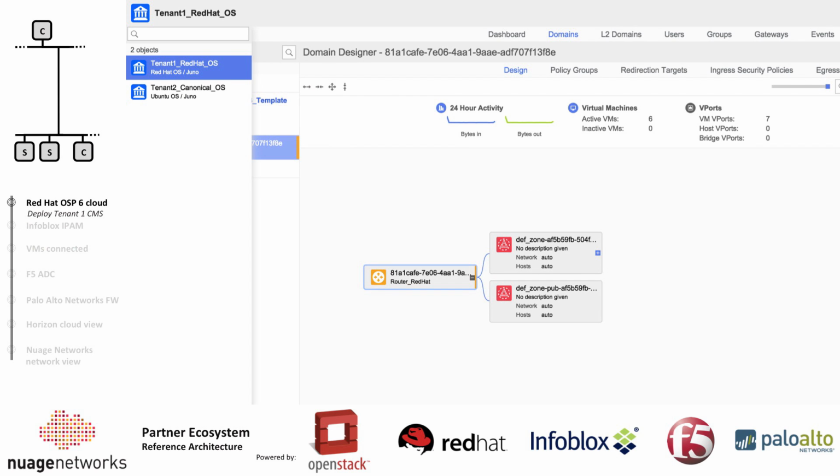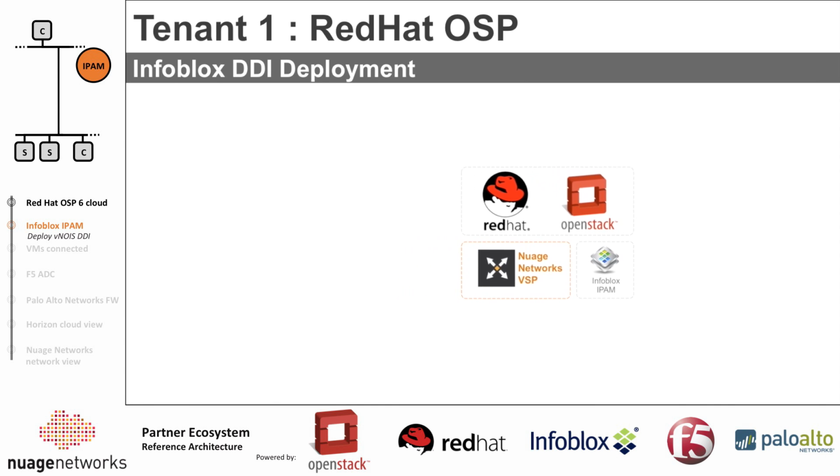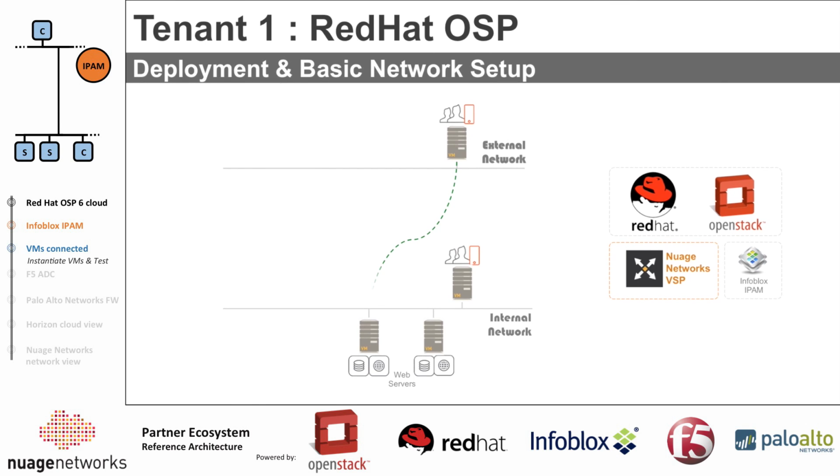Next is the Nuage VSD user interface, showing Tenant 1 as the Red Hat OpenStack instance and Tenant 2 as the Canonical OpenStack instance. After deploying the OpenStack instance, which includes a controller and several compute nodes, we have deployed Infoblox DDI, which provides the IP address management functionality including DHCP and DNS. As mentioned before, the setup includes two networks, an external network and an internal one with two servers and a client on the internal network and a client on the external.